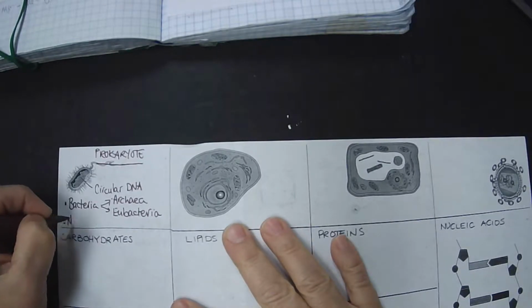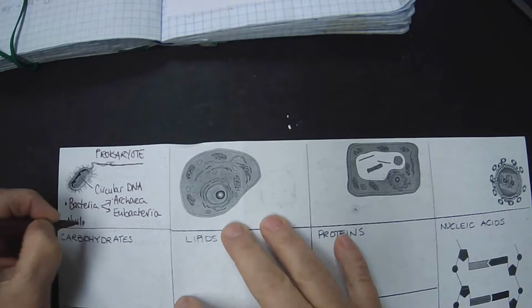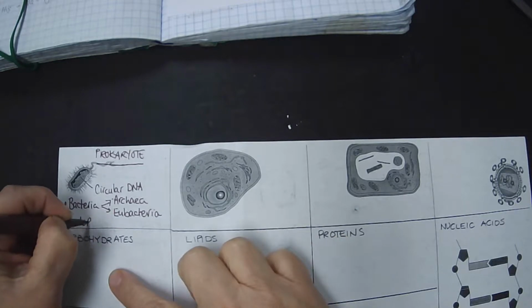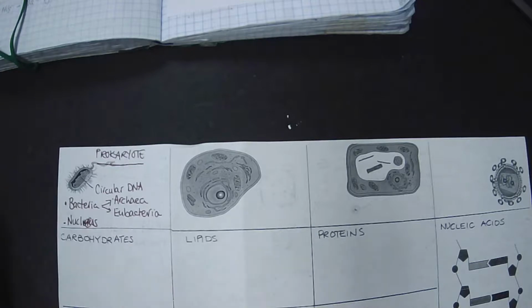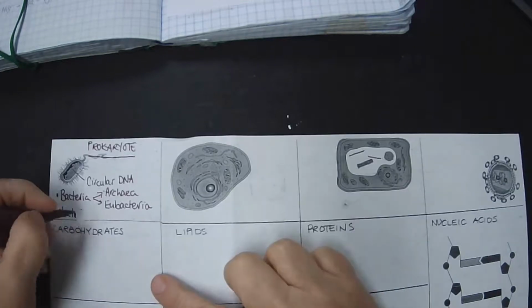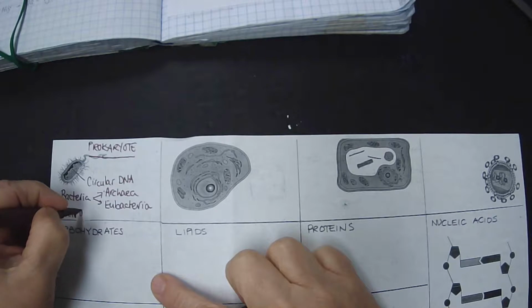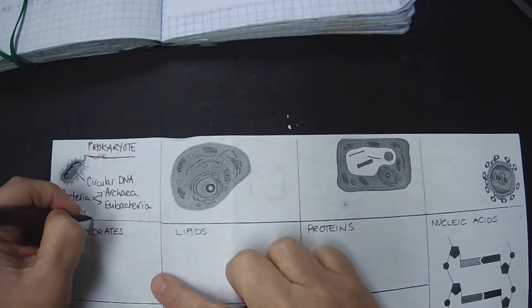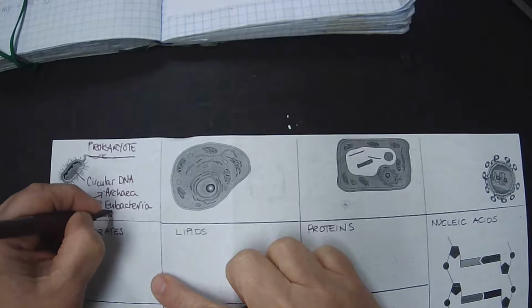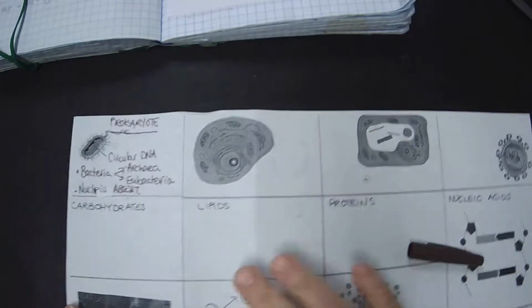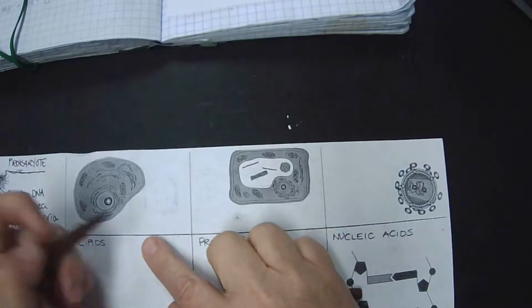Remember, in prokaryote cells, the nucleus, or the nuclear membrane, is absent. It is not there. Now, let's look over here at this type of cell.